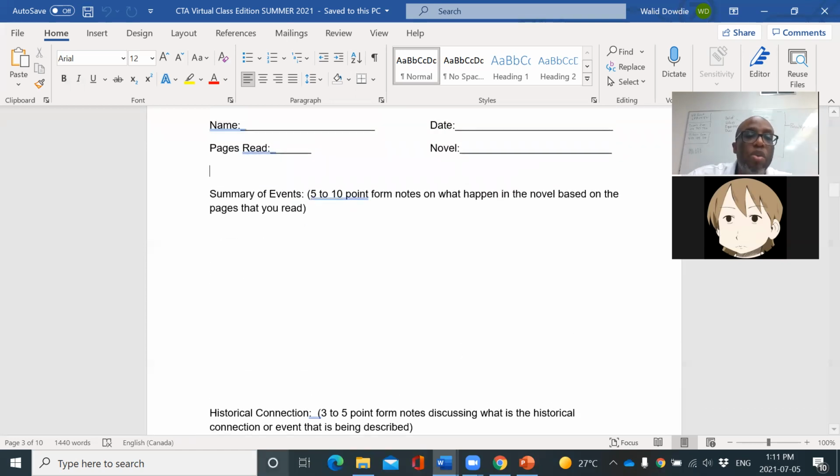The first thing you want to do is 5 to 10 point form notes on what has happened in the novel based upon the pages that you read. Point form notes are about a sentence long. They contain anywhere from 10 to 12 words, and they basically give the basic information of what's happened in what you've read, right? Okay.